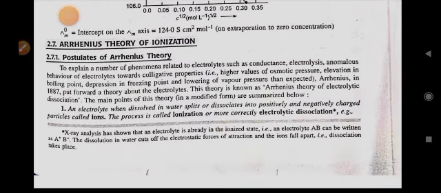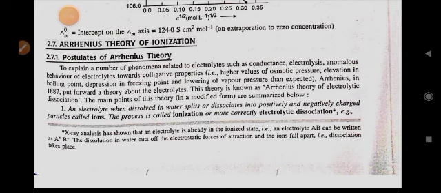Arrhenius theory of ionization. Postulates of Arrhenius theory. To explain a number of phenomena related to electrolytes, such as conductance, electrolysis, and anomalous behavior of electrolytes towards colligative properties, that is, higher values of osmotic pressure, elevation in boiling point, depression in freezing point, and lowering of vapor pressure than expected, Arrhenius in 1887 put forward a theory about electrolytes. This theory is known as the Arrhenius theory of electrolytic dissociation.